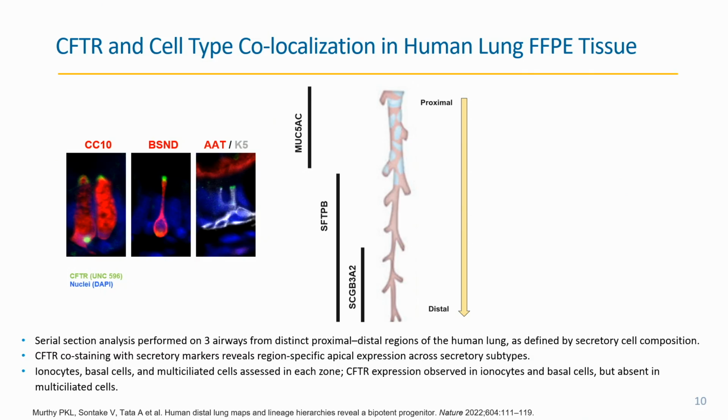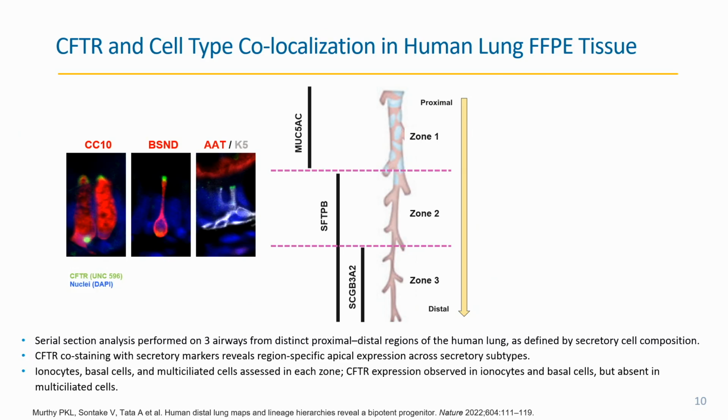So first and foremost, it's important to understand the airway is not uniform as you move proximal to distal. In fact, a paper out of the Tata lab in 2022 showed that you could separate the airway into distinct zones moving proximally to distally based exclusively on the composition of the secretory cell population in that particular airway. For example, you only find MUC5AC positive goblet cells in the most proximal of airways, whereas as you move down distally, you don't see those cell types as much anymore until they completely disappear.